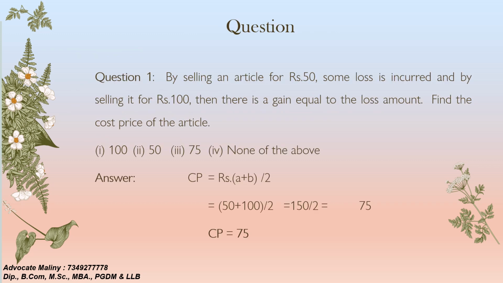This is question number 1. By selling an article for rupees 50, some loss is incurred, and by selling it for rupees 100, there is an equal amount of gain. So find the cost price. In such a scenario, the formula used is cost price is equal to (A plus B) divided by 2. So A is 50, B is 100, 50 plus 100 is 150, 150 divided by 2 is 75. So the cost price is 75. The easiest way of handling these problems is to remember the formulas. Different scenarios, different formulas. It is better to remember the formulas.